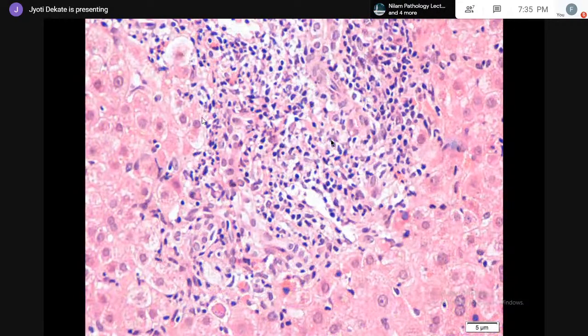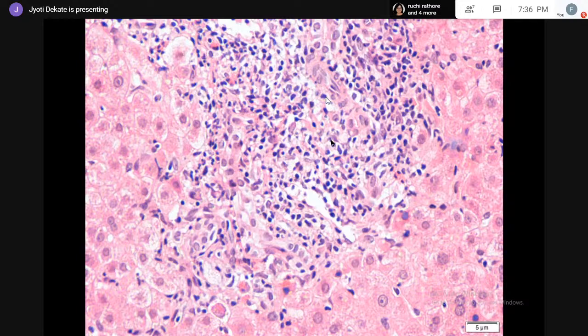This is another portal area, high magnification. So here also we can better appreciate the nature of inflammatory cells: these mature appearing lymphocytes, these eosinophils, these blastoid or activated lymphocytes, which are larger cells.